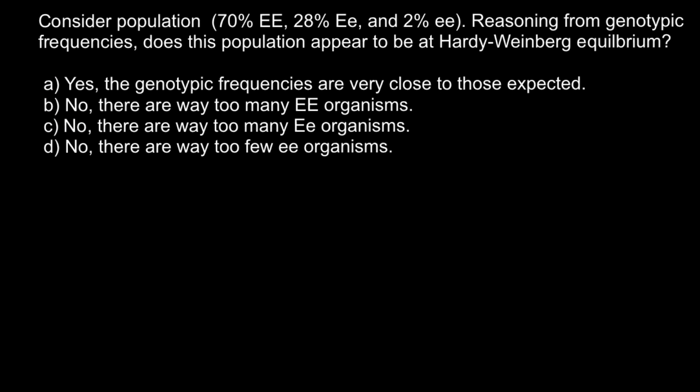Answer A. Yes, the genotypic frequencies are very close to those expected. Answer B. No, there are way too many homozygous dominant organisms. Answer C. No, there are way too many heterozygous organisms. And answer D. No, there are way too few homozygous recessive organisms.